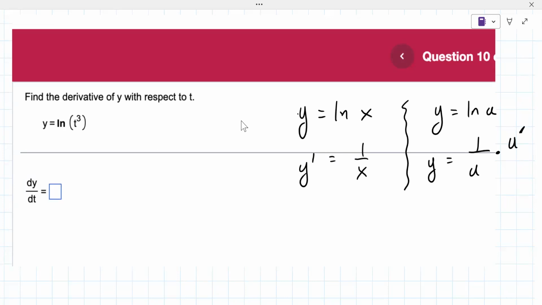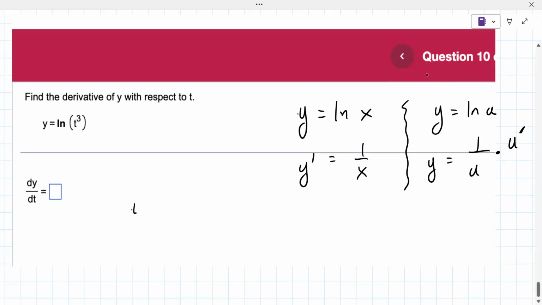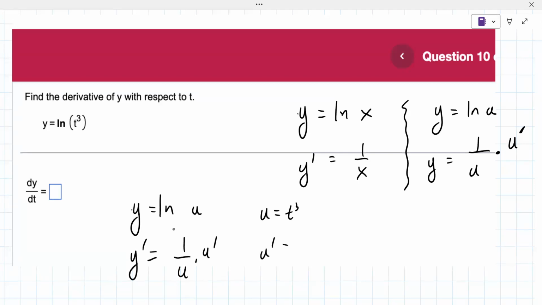What is u prime? Well, it's the derivative of the inside function. So in your problem, it's really y equals natural log of u, but u is t to the power of 3. Okay. So the derivative is 1 over u times u prime. What is u prime in this example? What is the derivative of t to the power of 3? 3t squared. Good.